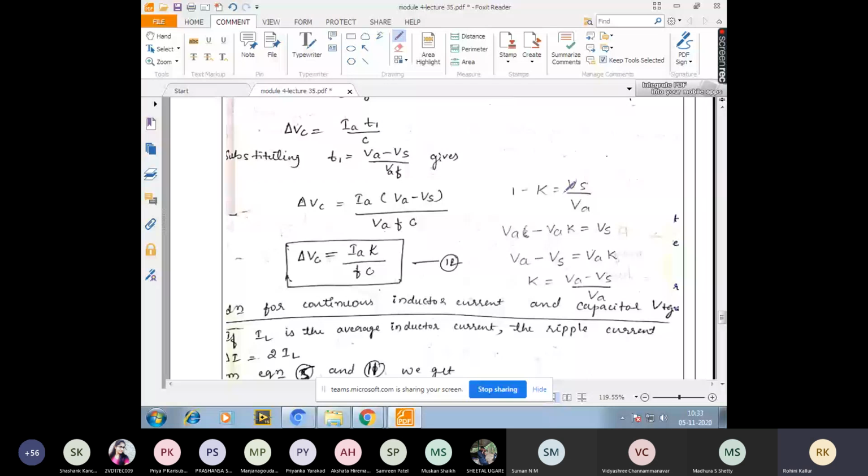So Va is equal to Vs divided by 1 minus K. I'll rearrange this so that I'll be having it as Va minus VaK, which is equal to Vs. So Va minus Vs is equal to Va into K. I'll rearrange so that I'll be having the value of K, which is Va minus Vs divided by Va. That means this part of your equation is turning out to be equal to K. So I have Ia into K whole divided by F into C. Following till here?